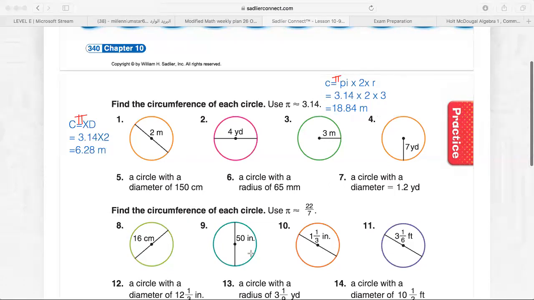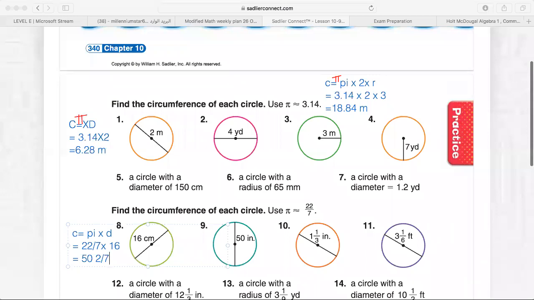Let me answer number 8. Why number 8? Because here we use pi with its value 22/7. You have two values for pi. You have pi as 3.14 and you have pi as 22/7. So here I'm going to write pi is 22/7 multiplied by the d, which is 16. So the answer in number 8 will be 50 and 2/7 when you multiply them.